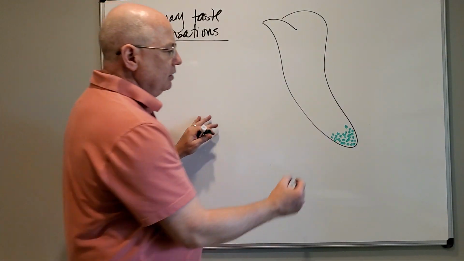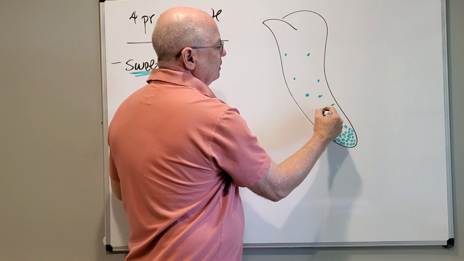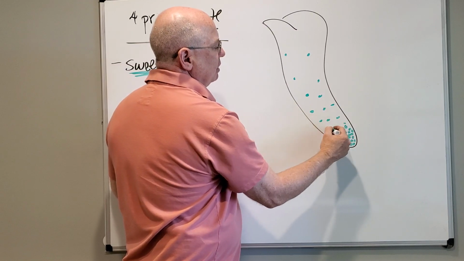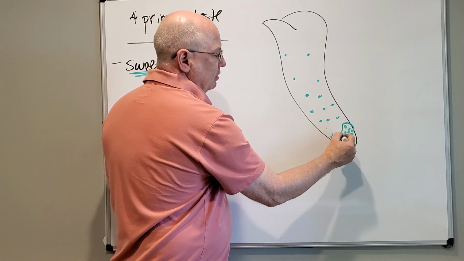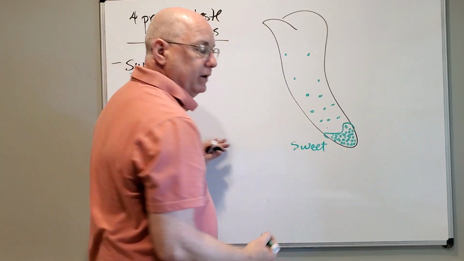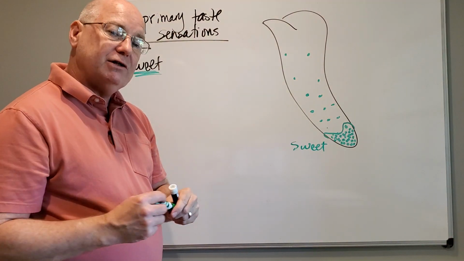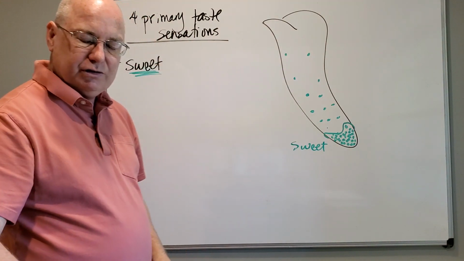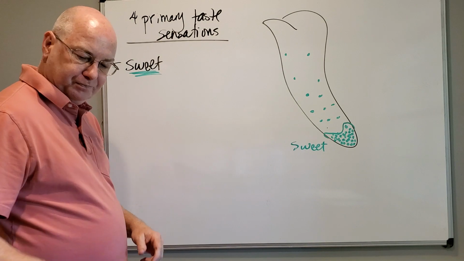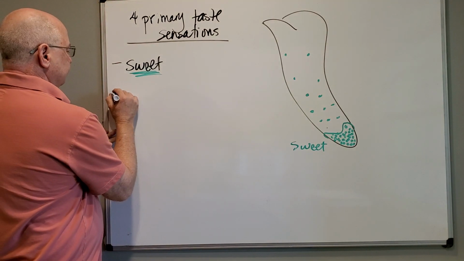That's not true. You have sweet receptors all over the tongue, but the closer we get to the tip, the higher in concentration they become. And so this part of the tongue is really, really sensitive to sweet. We can detect sugar all over the tongue, but we really have the highest concentration of sweet receptors near the tip. We're most sensitive there. The second sense that I'm going to talk about is salty.